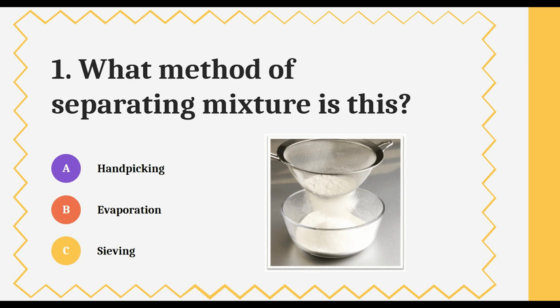Number 1. What method of separating mixture is this? A. Hand picking. B. Evaporation. C. Sieving. The answer for number 1 is sieving.